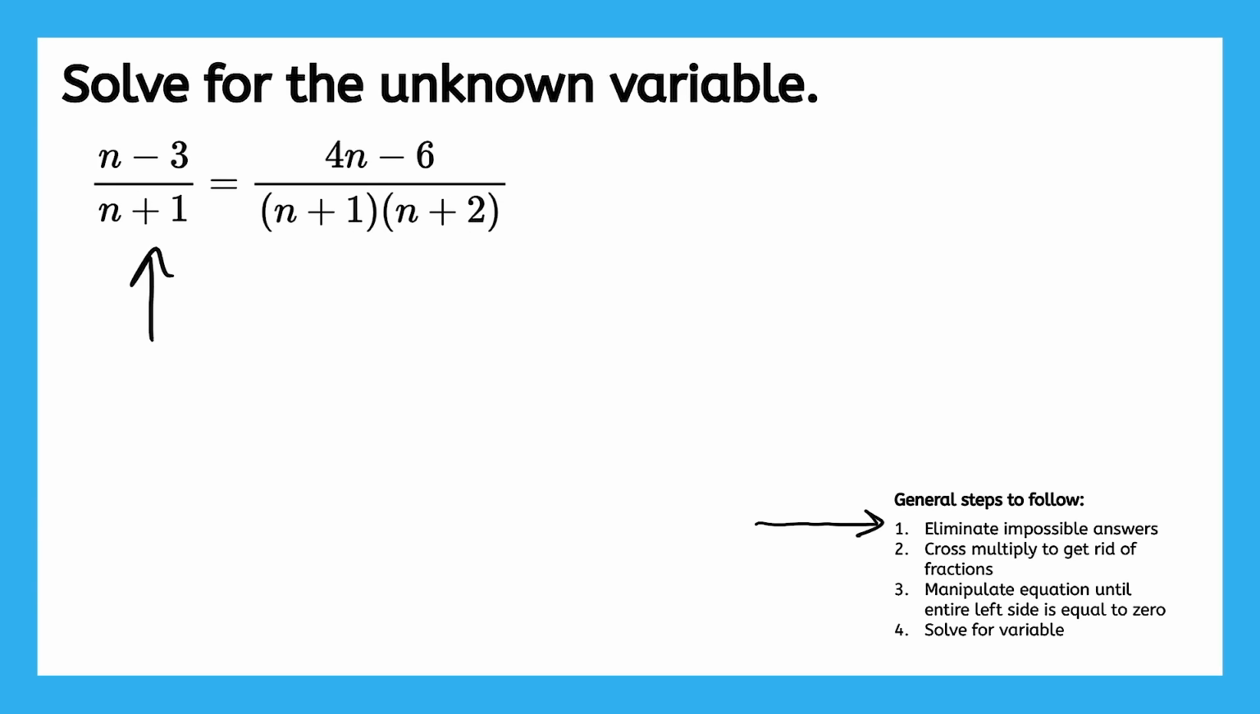So if this expression, or this expression, n plus 1 and n plus 2, if any of those equal 0, then that will make a denominator 0. Now that was really wordy.